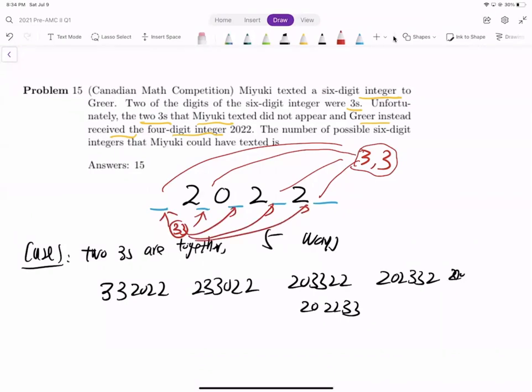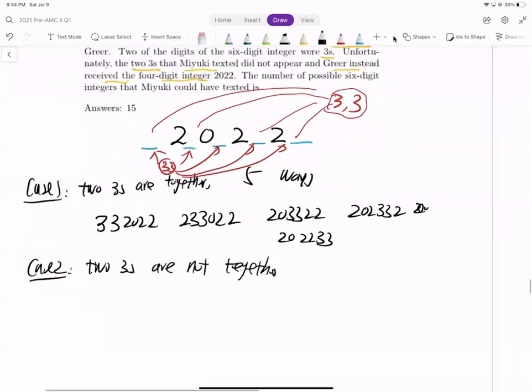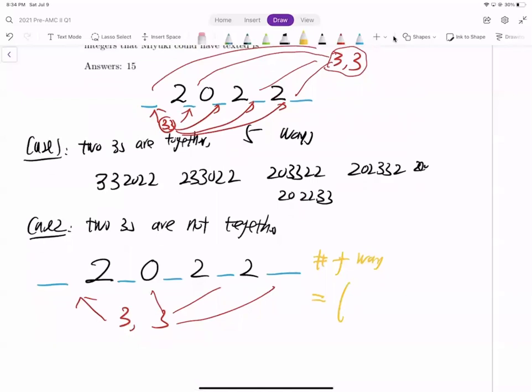5 positions. Now case 2, the 2 3s are not together, right? Are not next to each other. All right, so then what you have, the solution you have is 2, 0, 2, 2, right? You say, okay, I have 5 spots and I have 2 3s to go to those 5 spots. Then the total number of ways equals, you can count them by enumeration, just list all of them out, or, okay, method 1, number of ways.